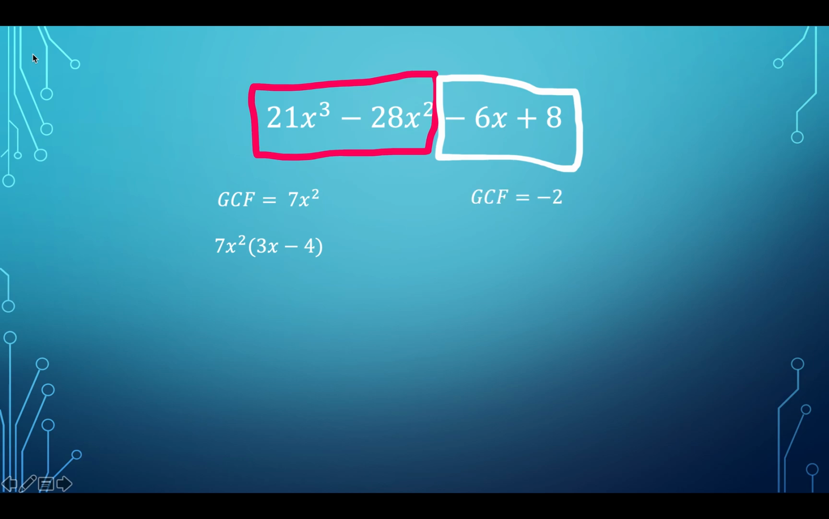Then we have to find the greatest common factor between negative 6x and 8. Remember, when it's minus plus, assume the greatest common factor would be negative. So the greatest common factor is negative 2, and our factored form is negative 2 times 3x minus 4. We group them together: 3x minus 4, 3x minus 4. Rewrite it only once. We have 3x minus 4, and then we group 7x squared and negative 2 together, so we get 7x squared minus 2. Our final answer here is 3x minus 4 times 7x squared minus 2.